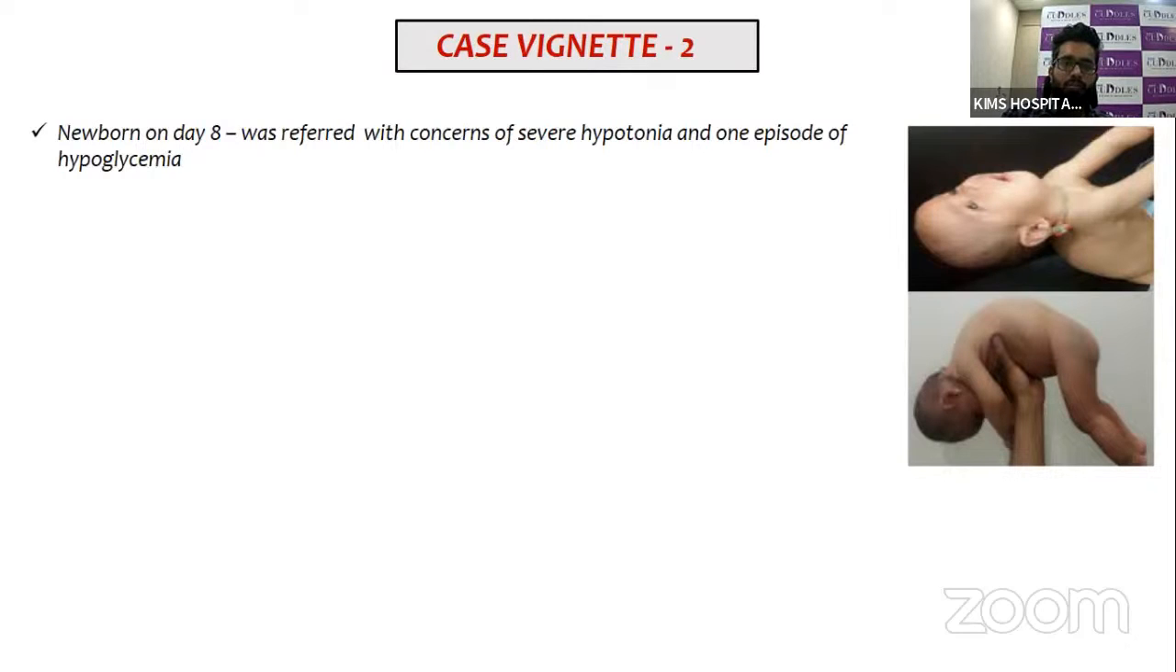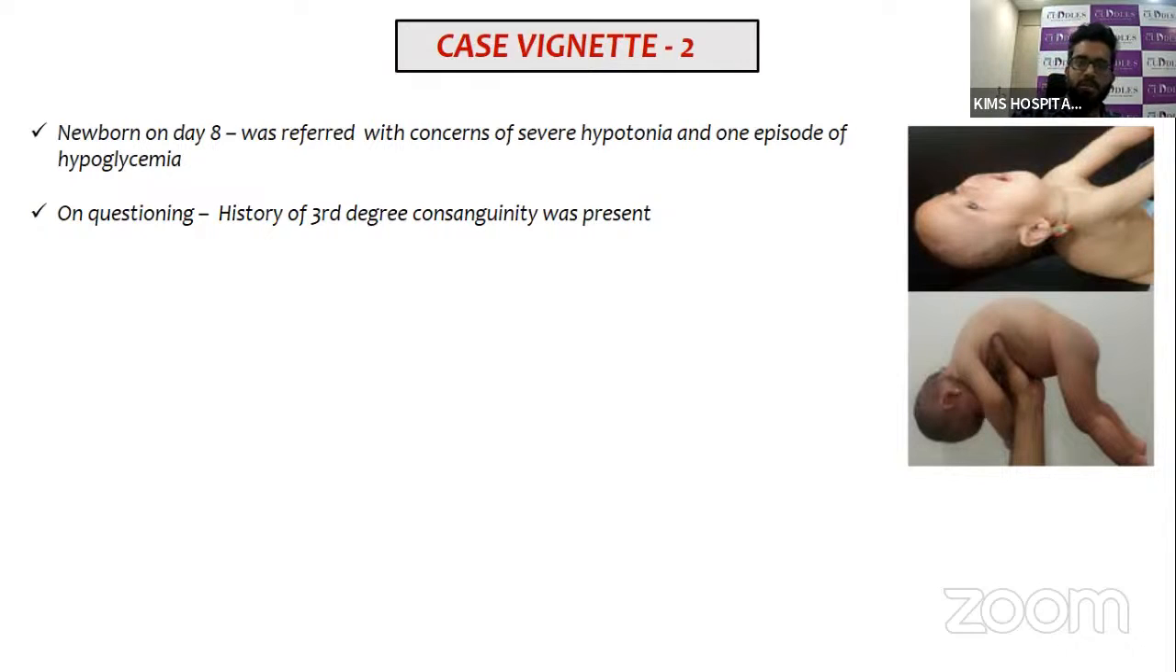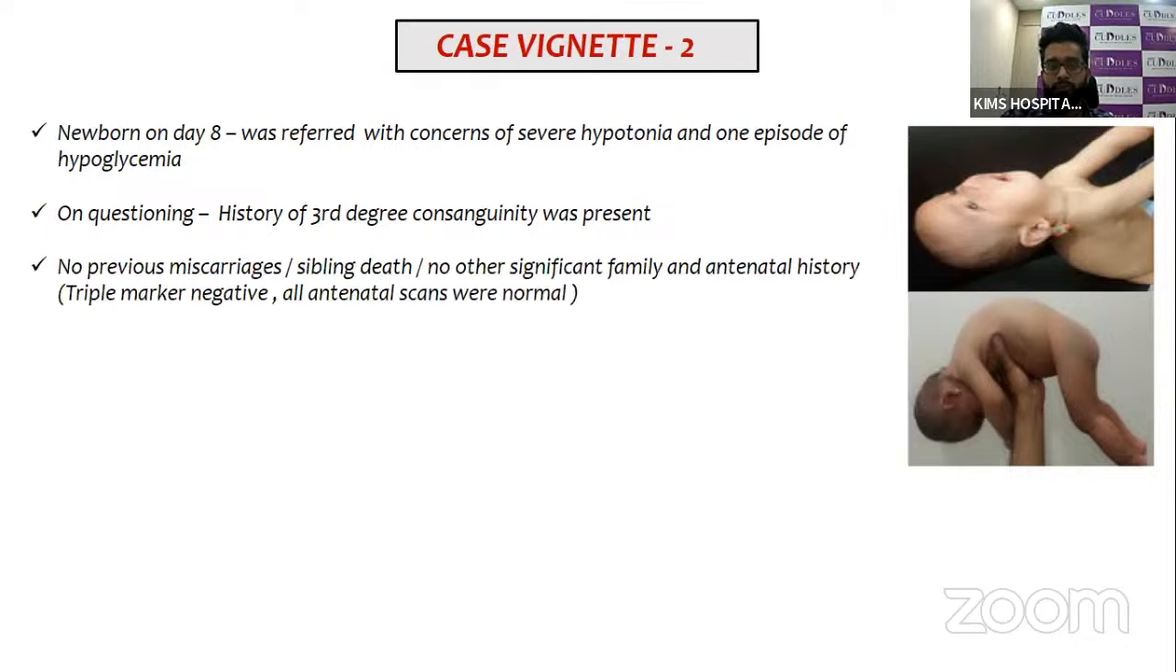This case is a newborn on day 8 who was referred with concerns of severe hypotonia and one episode of hypoglycemia. On questioning, there is a history of third degree consanguinity. So again, there is a background of consanguinity. I would think of an autosomal recessive disorder or something of that sort. There were no previous miscarriages, sibling death, or other significant family history and antenatal history.